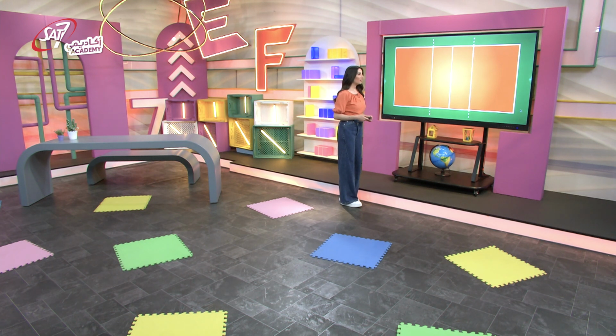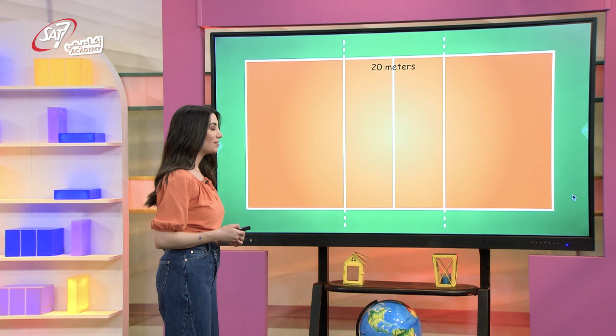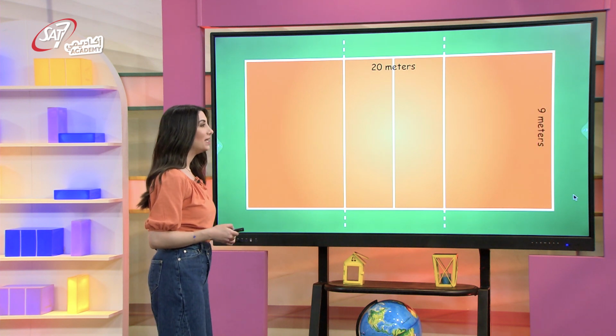Can you find the area of the volleyball court? The volleyball court is not covered with tiles that we can count. So in this case, we must first measure the length and the width. The length of this volleyball court is 20 meters and its width is 9 meters.